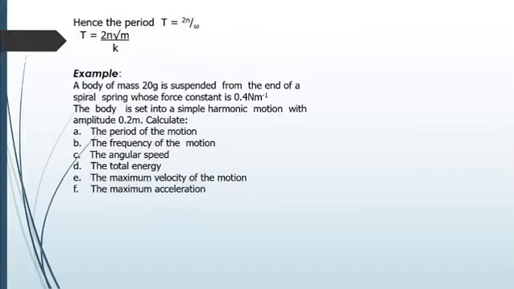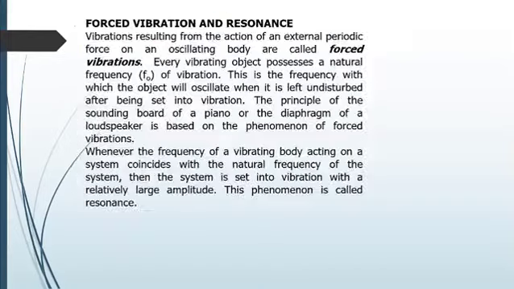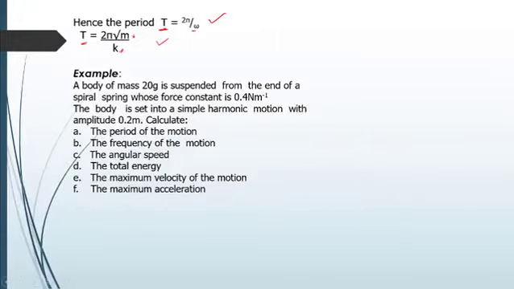Alright, so this is an equation used for calculating the period of that body as it oscillates through its position and moves to and fro. So we have T, the period, equal to 2 pi over angular velocity, or T equal to 2 pi root m over k, where m is the mass of the body and k is the force constant. At this point, let us look at this example here on the screen and see how we can actually use it to find the solutions to the problems we are faced with.